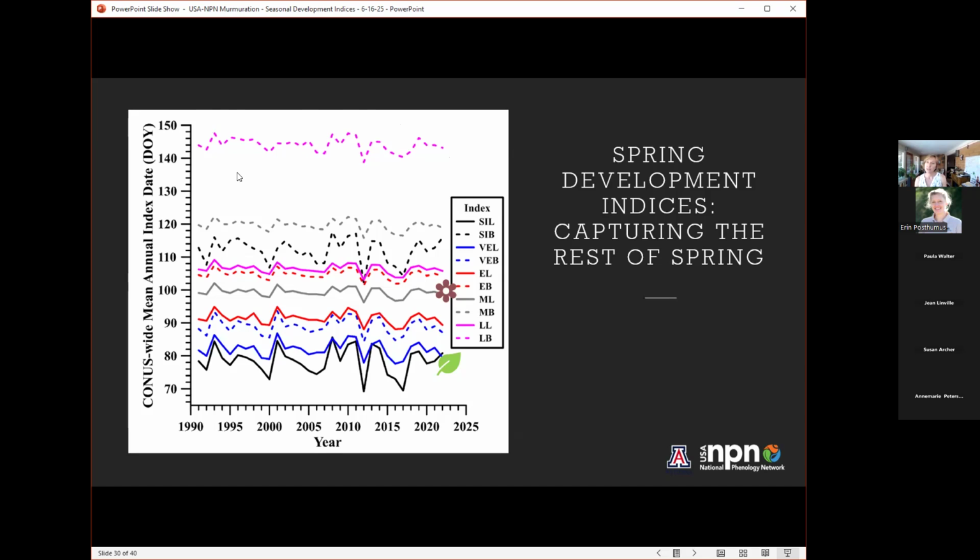The intention with this additional index is that it's going to allow us to tell you how spring ended. It's an encapsulation of the species that are the latest to flower in the spring. And so it really captures the tail end of the starts of stuff in the spring season.